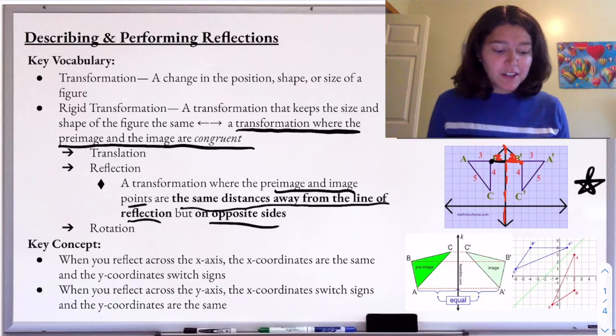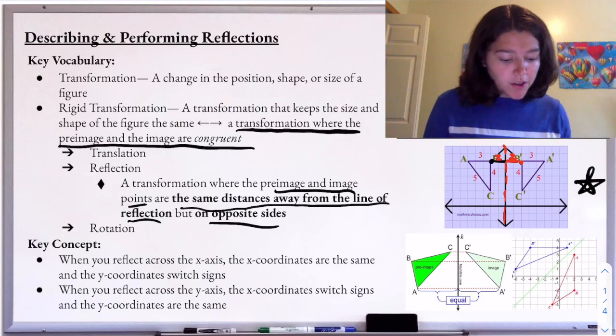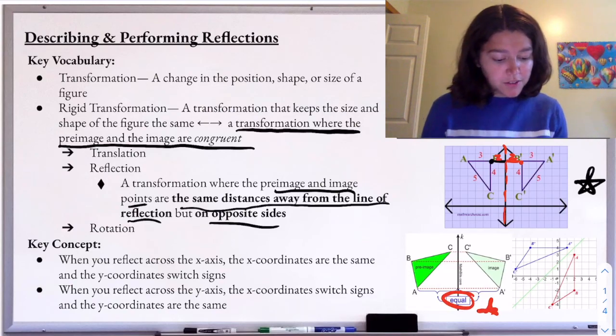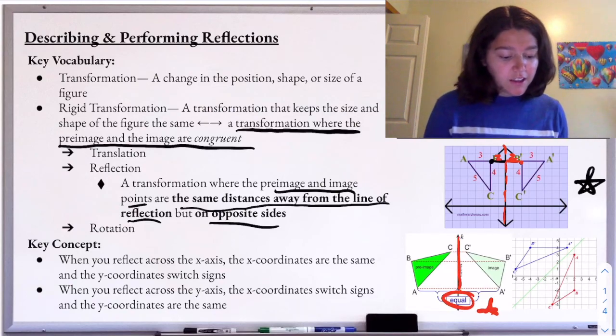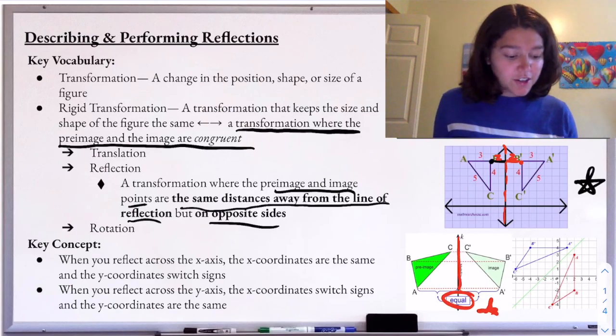That's how we define it, and you'd see the same with A and A prime and C and C prime as well. You can see this in this picture with the green. They're showing us that the distances from each of the 3 points to our line of reflection are the same, but again, those are on opposite sides of the line of reflection.